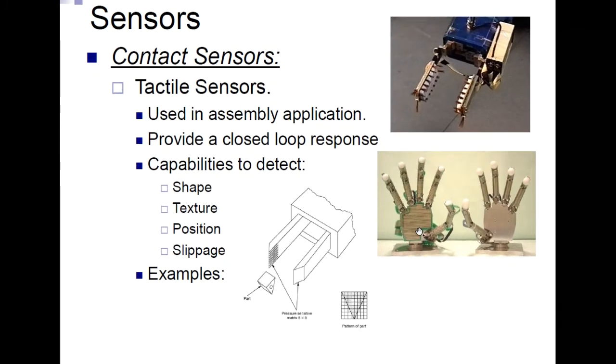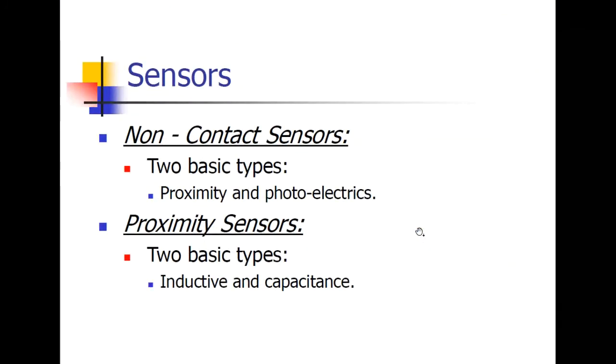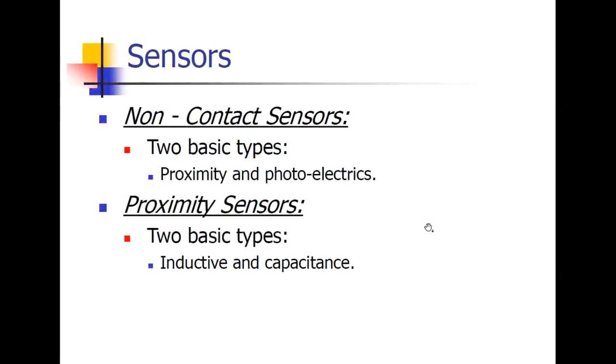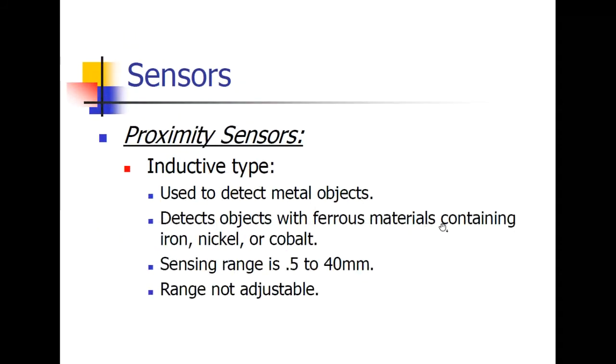All right, so looking at non-contact type sensors, those fall into 2 categories of proximity or photoelectrics, and then proximities can be broken down into inductive or capacitive. All right, and so I don't know if some of you may have already had DC circuits or something. Some of you maybe have not.